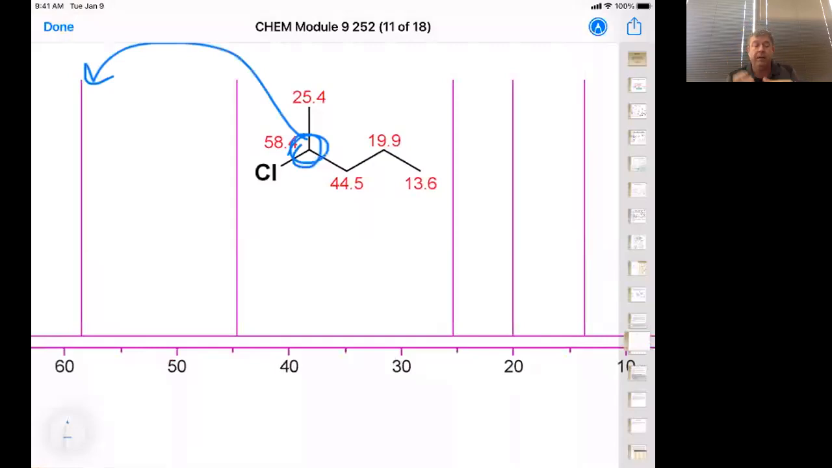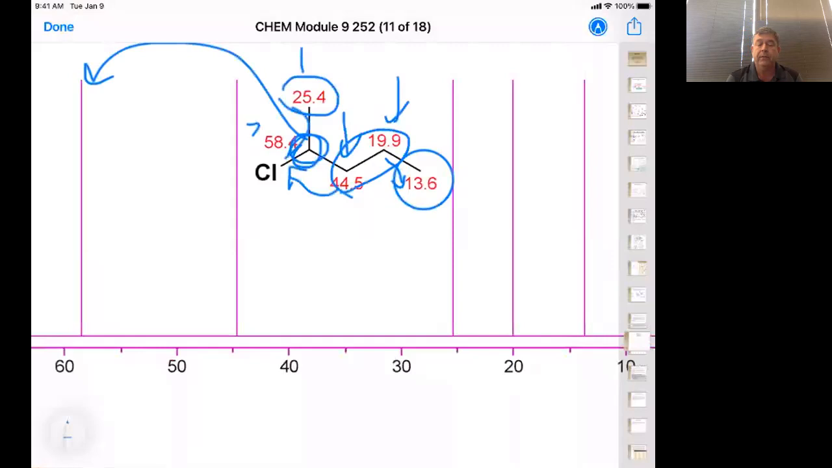So now we have, oh look, these two look to be the same, right? Well, no, they're unique because this one's next to a carbon with a chlorine on it, and this one's next to a carbon with just hydrogens on it. So that means these two peaks are different now. This methyl peak is not the same as this methyl peak because it's next to a carbon with a chlorine on it. So we have 1, 2, 3, 4, 5 peaks.